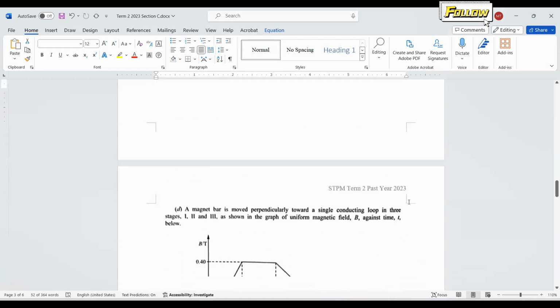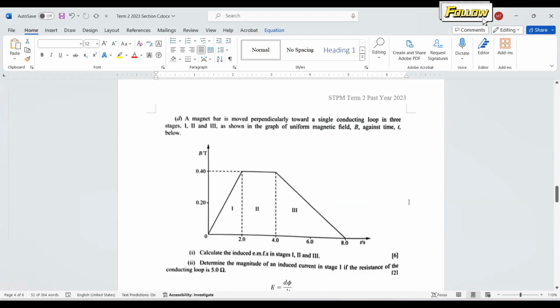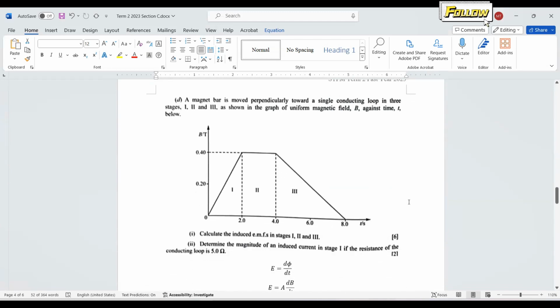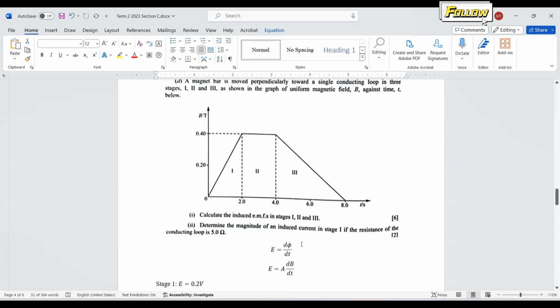We move on to question D. This question may be a little, there's some discussion. Let us see what the problem is. A magnetic bar is moved perpendicularly toward a single conducting loop in 3 stages, 1, 2, 3, as shown in the graph. First, calculate the induced EMF in stage 1, 2, 3. So how can we calculate the induced EMF? What we have learned about Faraday's law is E equals dΦ/dt, and Φ is equal to NBA. It mentioned a single conducting loop, so the number of turns is equal to 1.